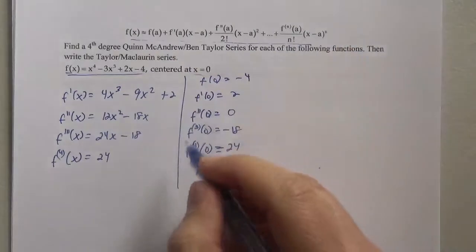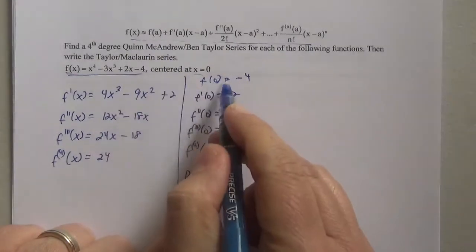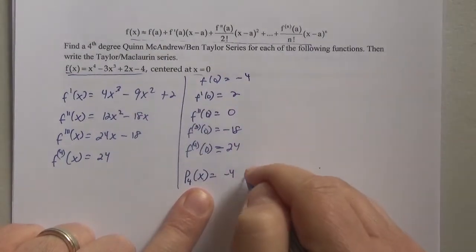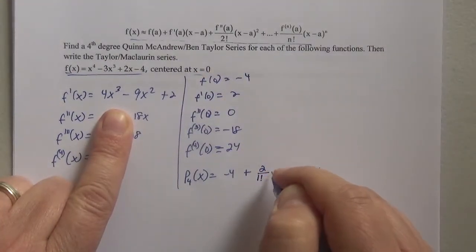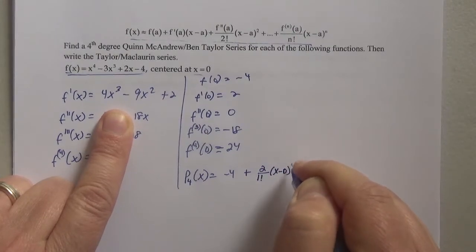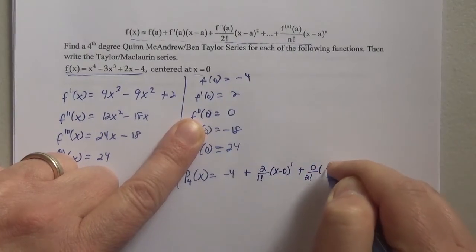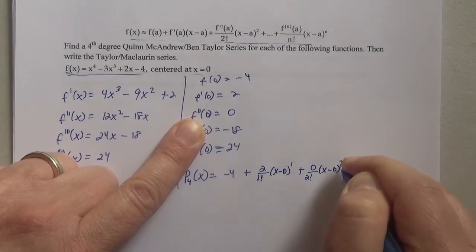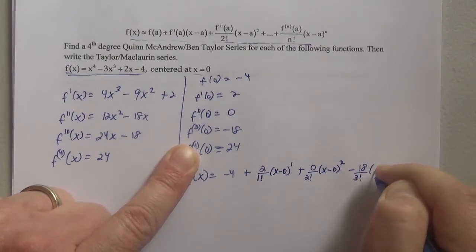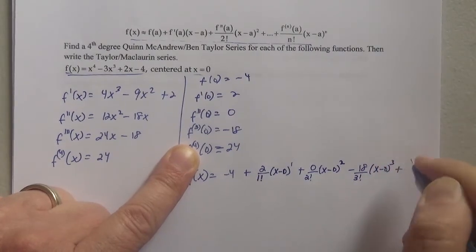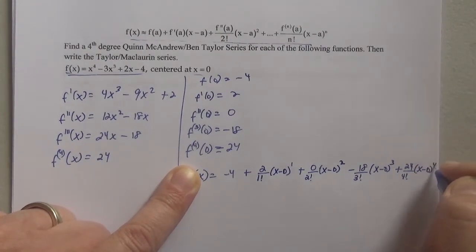So using this definition here, my fourth degree polynomial: f of 0 we decided is negative 4, plus my first derivative at 0 is 2, so it's 2 over 1 factorial times x minus 0 to the first, plus the second derivative is 0 over 2 factorial times x minus 0 squared. My third derivative is negative 18 over 3 factorial, x minus 0 cubed, and my last term is 24 over 4 factorial, x minus 0 to the fourth.